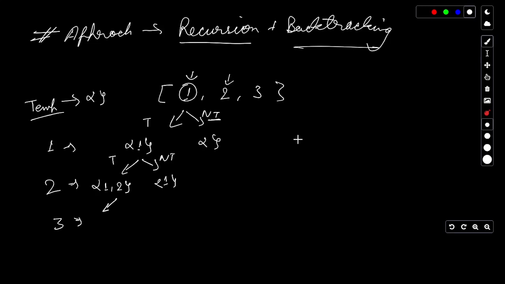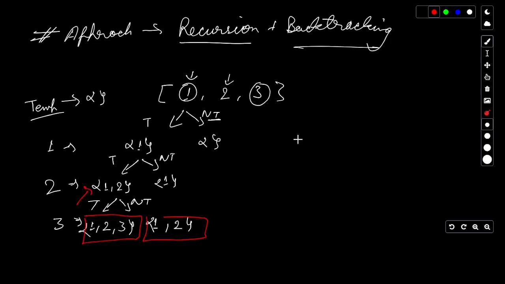Similarly, we will have two options over here, whether to take 3 or not to take 3. Let me just write it: 1 2 3, and if we don't take 3 it will be 1 2. So here are two subsets that we got. And similarly, if we backtrack and explore other branches, we will have many different subsets as our answers.